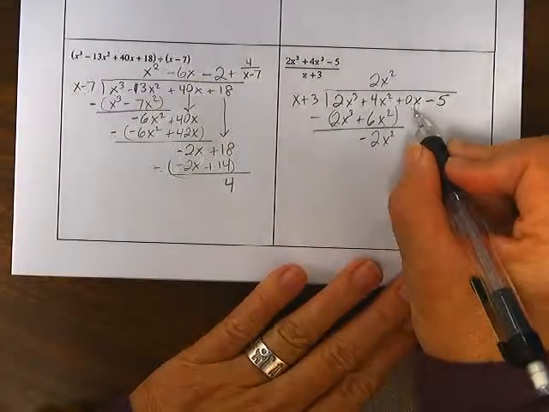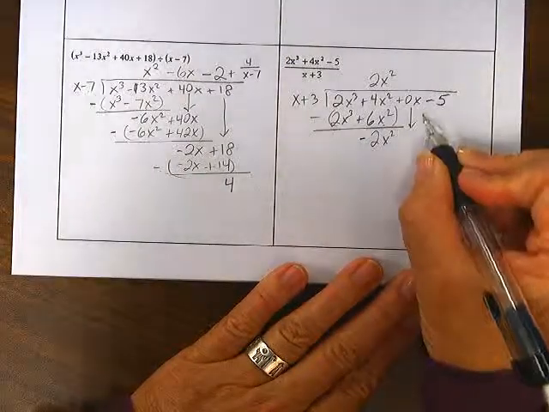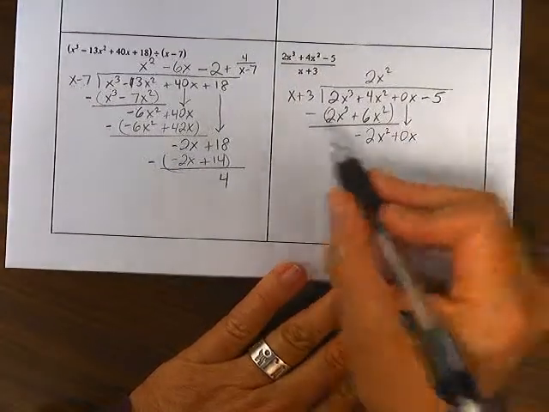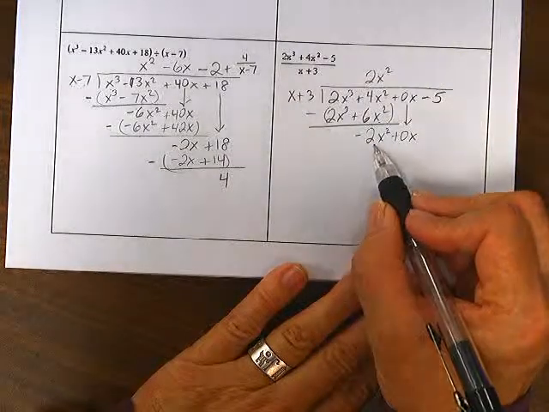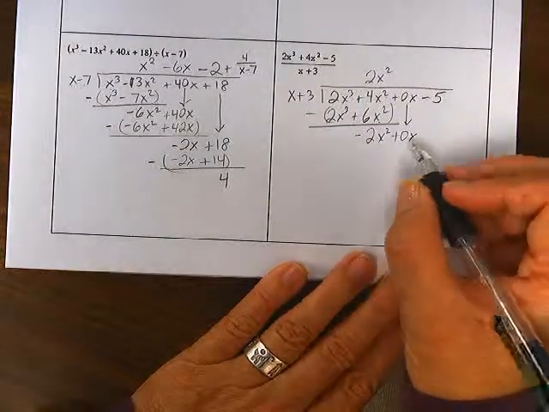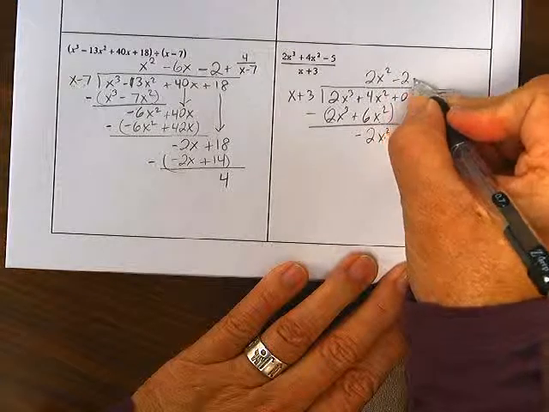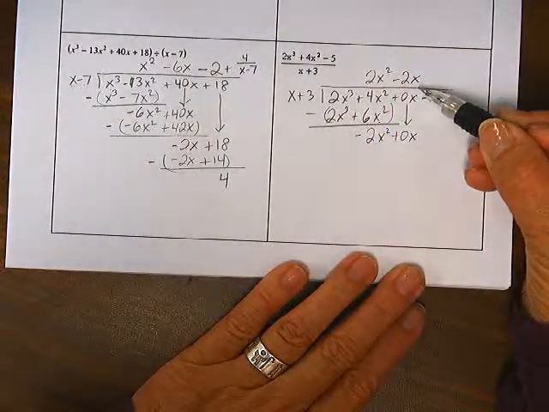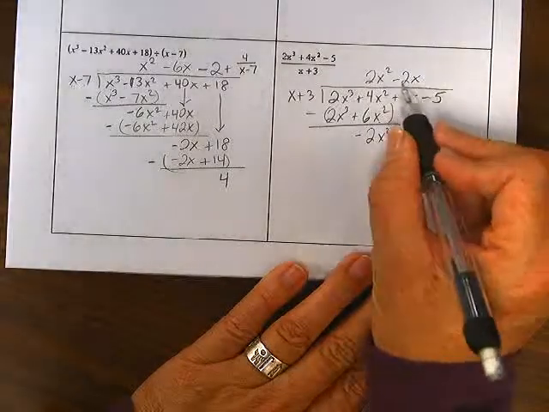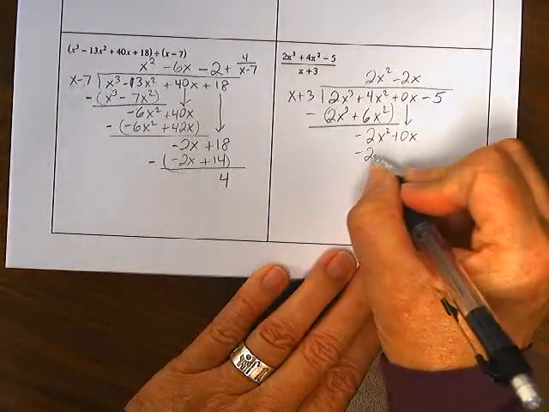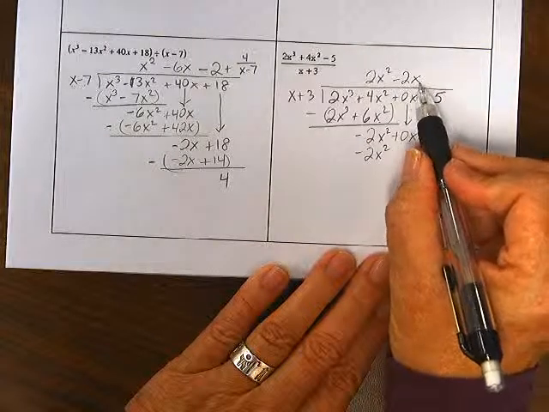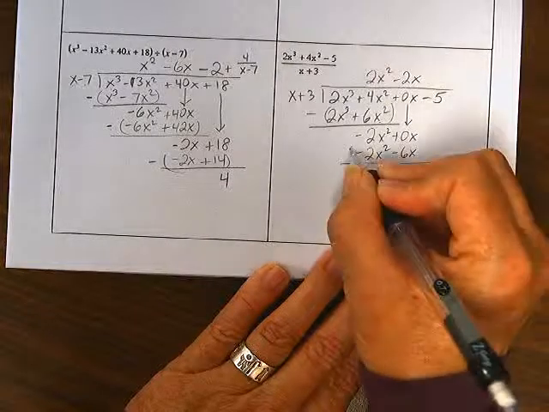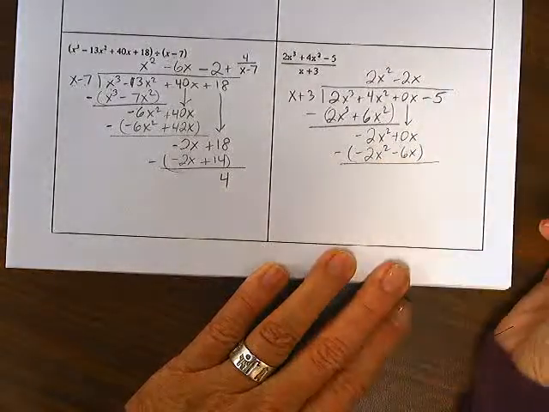Now we bring down our next term, and again, this is why we have that placeholder in there. We bring down that 0x. How many times does x go into negative 2x squared? Well, it goes in a negative 2x times. So notice again, I'm putting it above that 0 placeholder. So negative 2x times x is a negative 2x squared. Negative 2x times 3 is a negative 6x. And again, we're going to subtract.